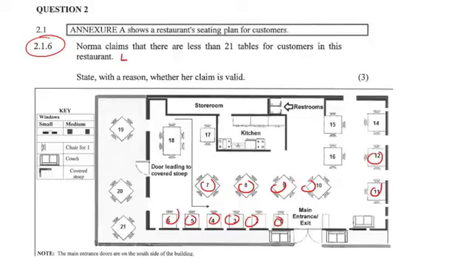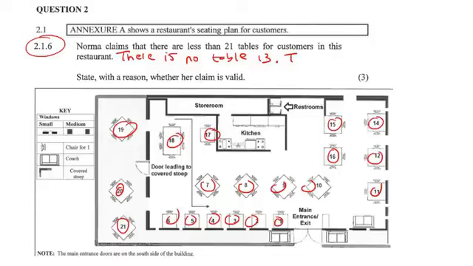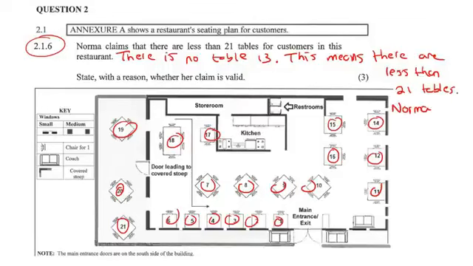We can say that there is no table 13. Let's just check if there are any others missing. So 14, seeing as we cannot trust this manager anymore, 14, 15, 16, 17, 18, 19, 20, 21. Okay, so there is no table 13. This means there are less than 21 tables. So Norma, little detective, Norma's claim is valid. There we go.